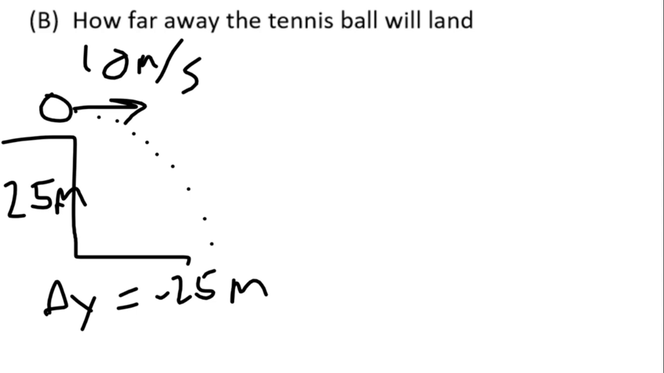I know that I'm starting from a max height and falling 25 meters, so I have a negative. And I also know that my velocity in the y direction as I start, because I'm at the top of my projectile and it's being thrown horizontally, is 0.